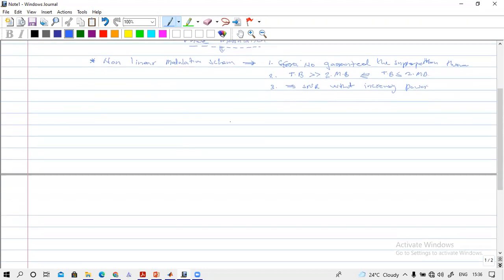So we will see what happens in phase modulation. In phase modulation, as we already know, the carrier signal phase is changed according to the message signal. This is phase modulation. You already know this.